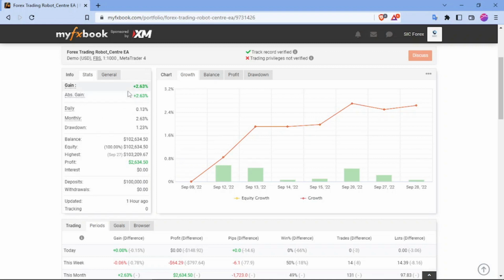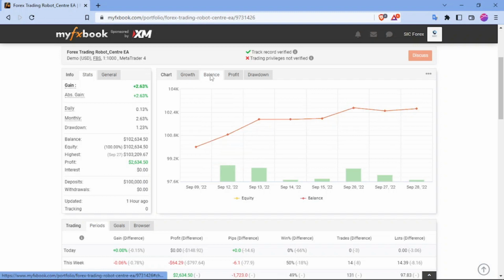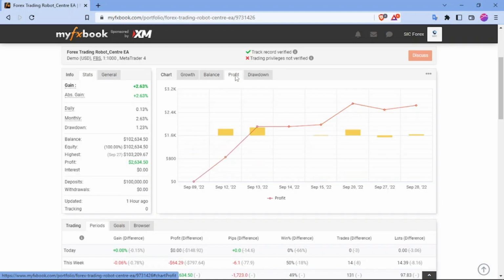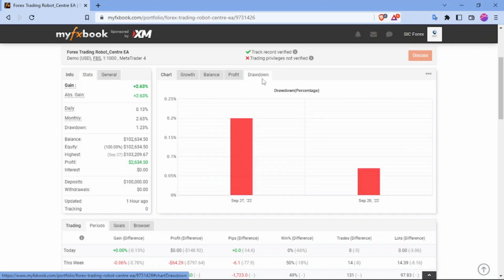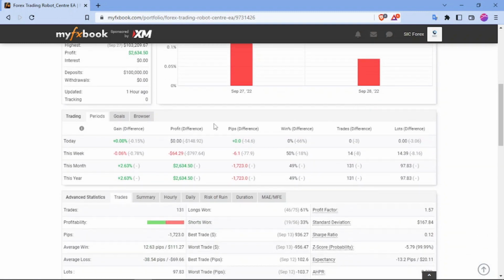We had a return of 2.63% with a drawdown of only 1.23%. It is easier to compare different systems using percentages rather than dollar amounts. myfxbook also has different charts displaying growth, balance, profit, and drawdown. You will see under trading periods that we had a win rate of about 50% for the first month.